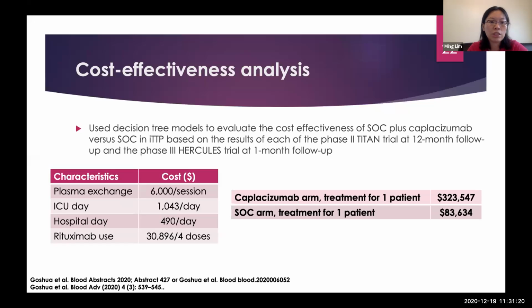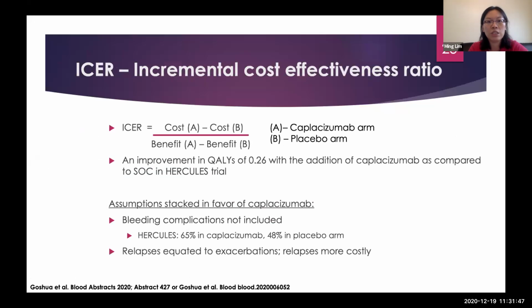They made some assumptions, and the costs here for plasma exchange and ICU day were calculated by the authors when they published a prior paper. This is how they calculated this. You can see that the standard of care arm would be about $83,000, whereas if you use eculizumab, it's about $323,000. So it adds significantly to the cost. But what we want to know is the ICER, which is the incremental cost effectiveness ratio.